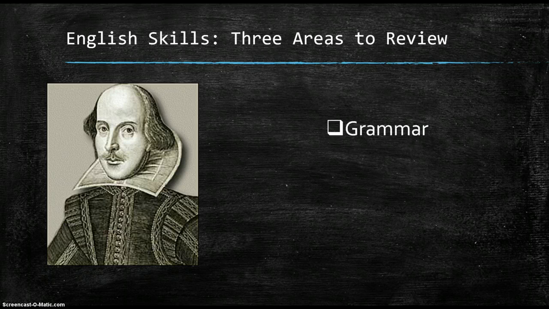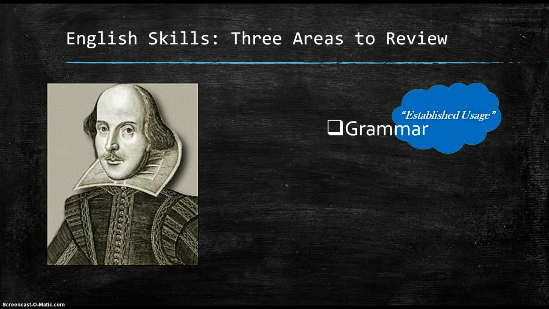Let's begin with grammar. What is grammar? The most useful definition from the Oxford English Dictionary defines grammar in this way: that study of a language which deals with the relations of words in the sentence and the rules for employing these in accordance with established usage. Established usage is a key term that we will be returning to during this slideshow.